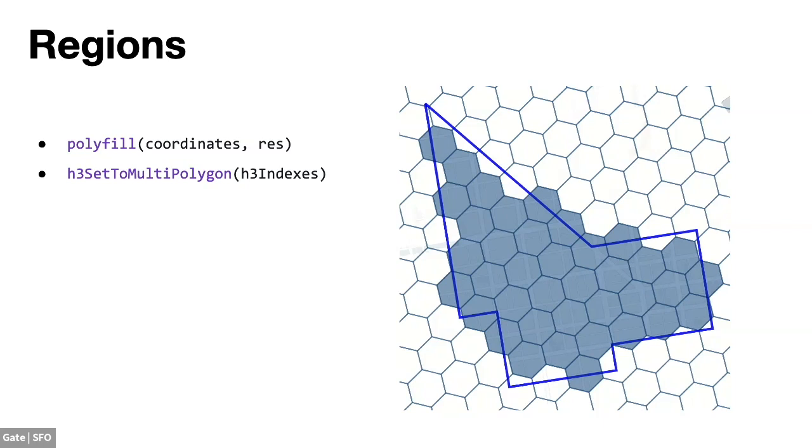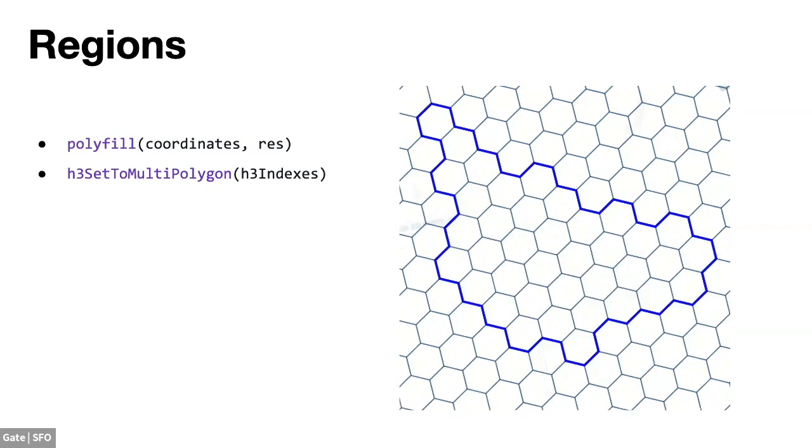And that ends up being a really useful thing when you need to go back and forth between polygons and sets. And then H3 set to multi-polygon is the reverse. You take the set of H3 cells and you return the bounding polygon. And this allows you to use H3 in a variety of systems that don't necessarily have H3 as a primitive. You can transform it to a polygon and use it in whatever system you want that has to deal with polygons.